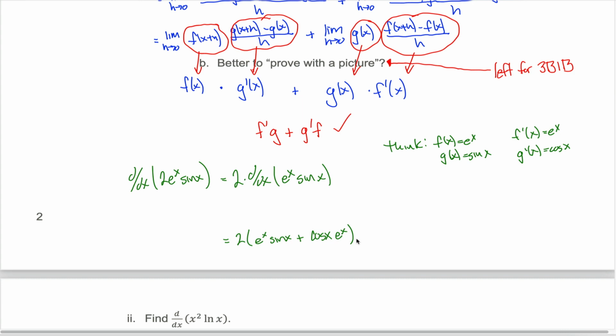Be careful with the parentheses. The product rule creates 2 different terms. It creates a plus sign, and if you don't write the parentheses, the 2 will only hit the first half of it, not the entire thing. You might notice that I left some room in between.